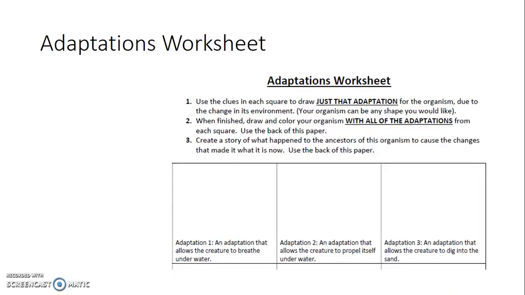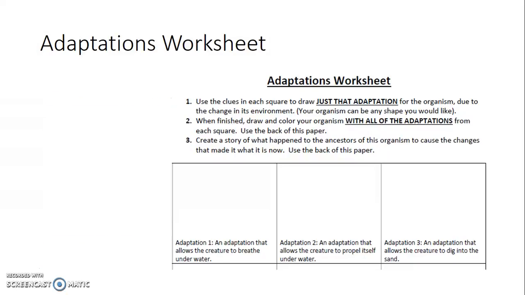So you are going to be given a worksheet on adaptations, and I'm going to quickly tell you about it. I only have about a minute left to tell you. First you're going to use the clues in each box to draw the adaptation. The shape of your organism can be whatever shape you want, and in each box, you're going to draw just that one adaptation. So this first one asks for an adaptation that allows your creature to breathe underwater. So I'm going to draw my shape of organism, maybe just a circle, and I'm going to draw gills on it because gills help organisms breathe underwater.